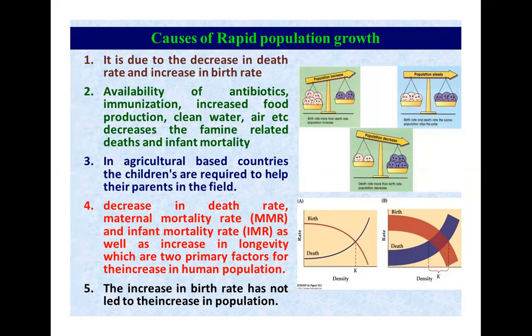In agricultural based countries, the children are required to help their parents in the field. Decrease in death rate, maternal mortality rate, that is MMR, and infant mortality rate, that is IMR, as well as increase in longevity, are two primary factors for the increase in human population. The increase in birth rate has not led to the increase in population.